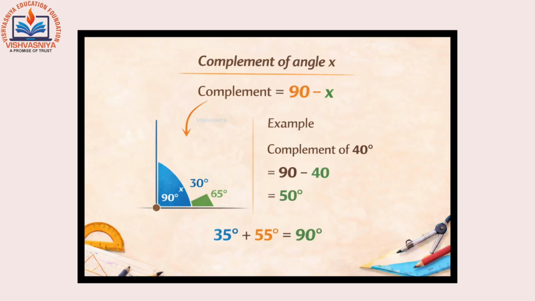We can find the complement of an angle using a simple formula. Complement equals 90 minus the angle. If an angle measures 40 degrees, we subtract 40 from 90. 90 minus 40 equals 50 degrees. Therefore, 50 degrees is the complement of 40 degrees.